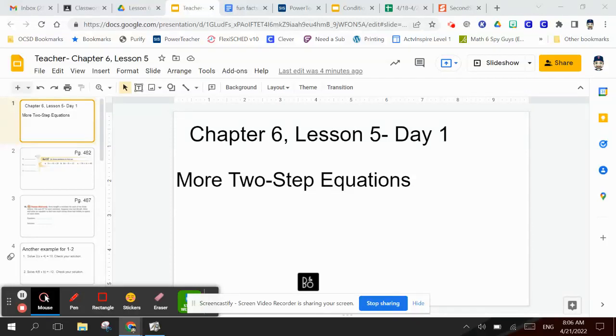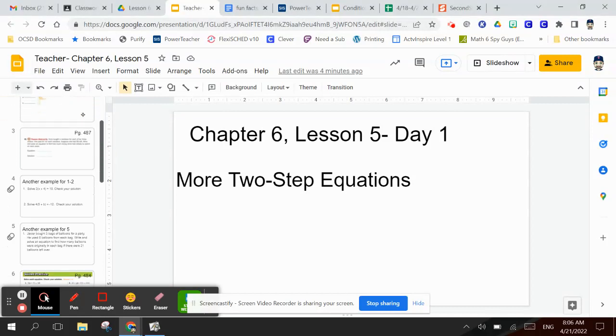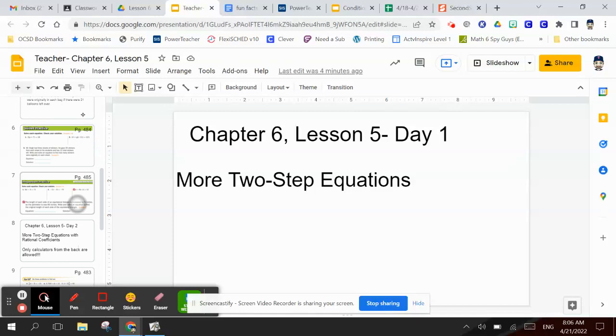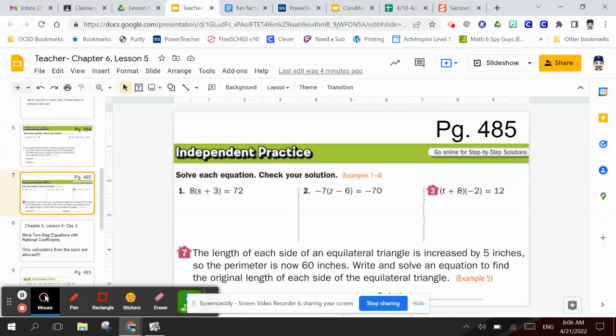Chapter 6, Lesson 5, Day 1 and 2, more two-step equations. I'm going to go to page 485 in our math journal to talk about these four problems. So we're going to solve each problem and check our solutions.